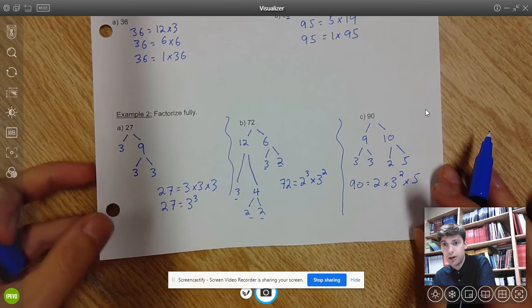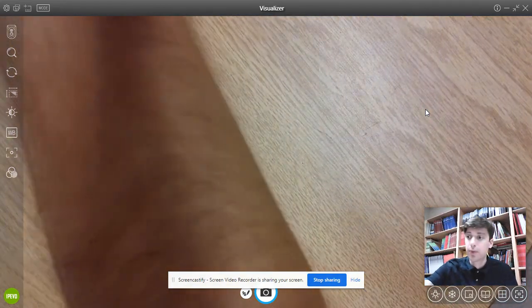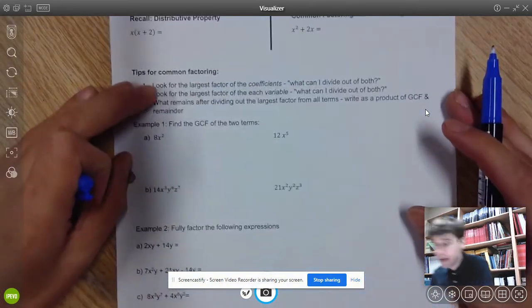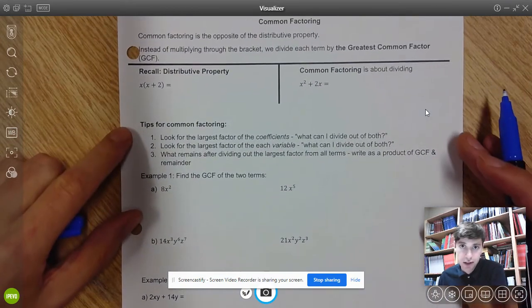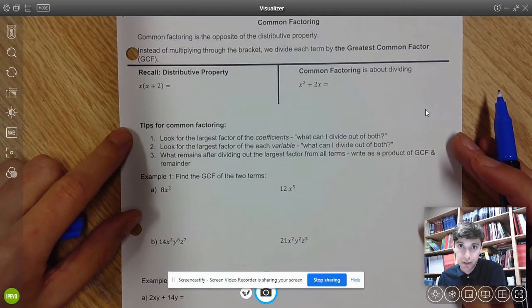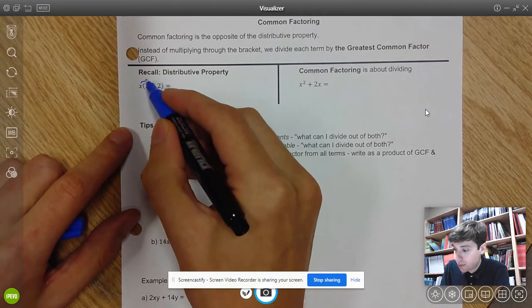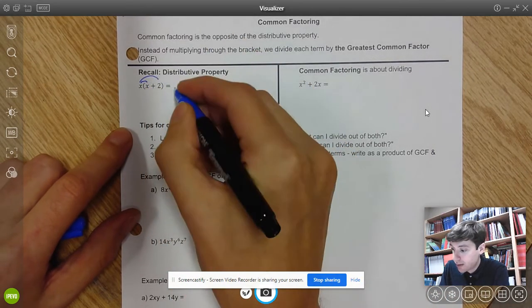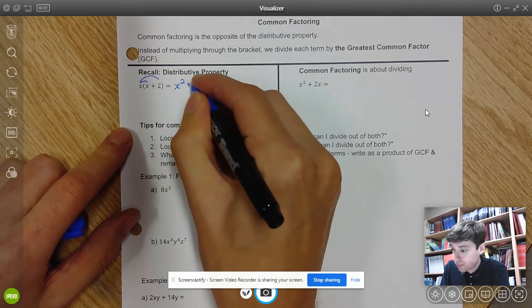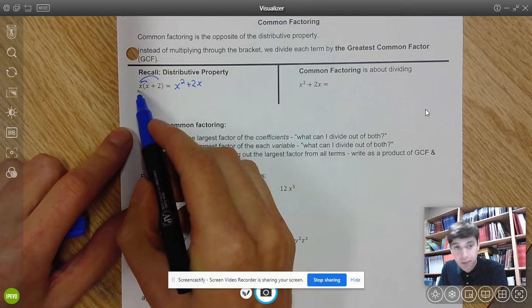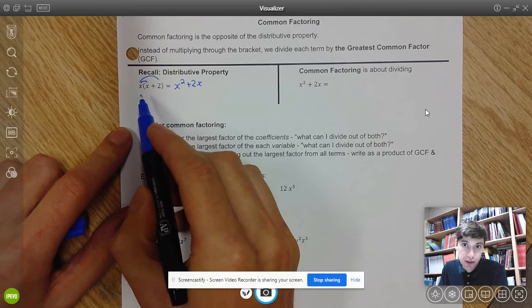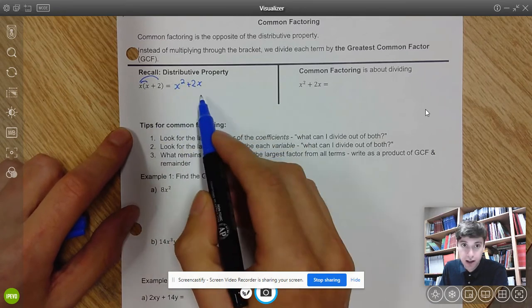What we're going to move on to today, which again should be reviewed from grade 9 math, is what's called common factoring. And this is the opposite of the distributive property. So when we do the distributive property, which means I'm multiplying what's in front of the bracket by everything inside of it, I'm writing this multiplication question, x times x plus 2, as an addition question, x squared plus 2x.